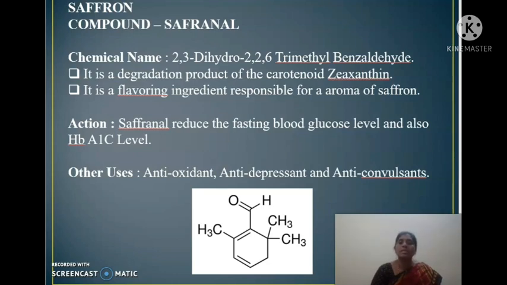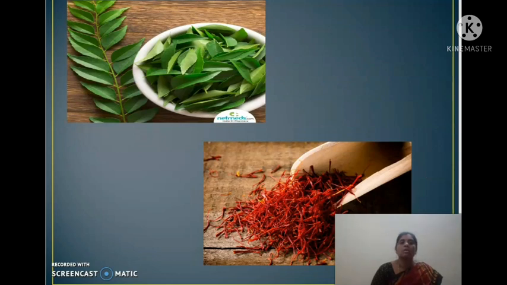Saffron reduces the fasting blood glucose level and also the glycosylated hemoglobin level in blood, that is, the HbA1c level. So it acts as an antioxidant. It has an antidepressant property and an anticonvulsant property. This is a structure of saffron. This is a picture of curry leaf and saffron.